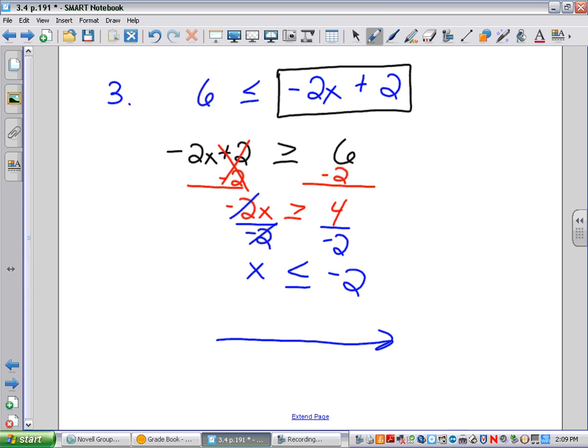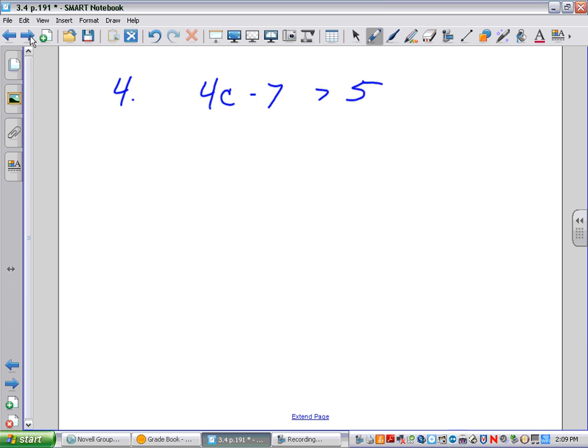Now we can graph it. Straight line, 2 arrows, show 0, show negative 2. It's underlined, so it needs to be a closed circle. Less than means it goes to the left. And there's number 3. Next problem is number 5. This will be our last problem.